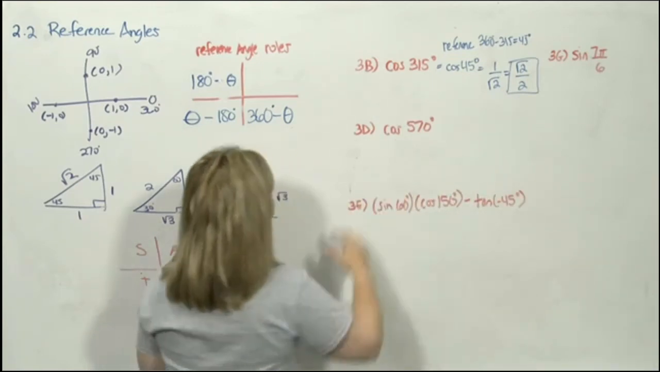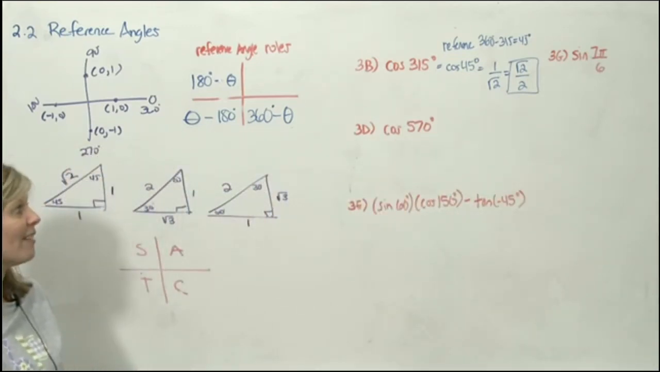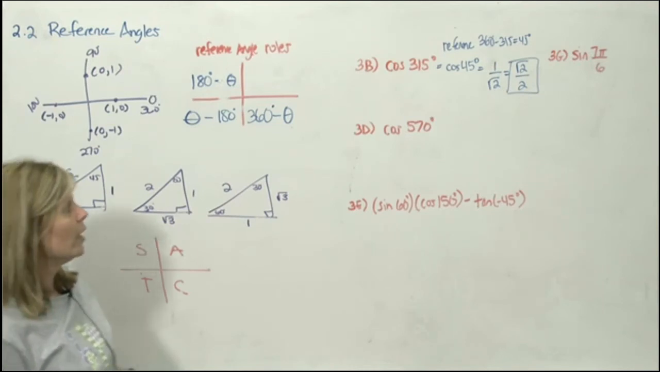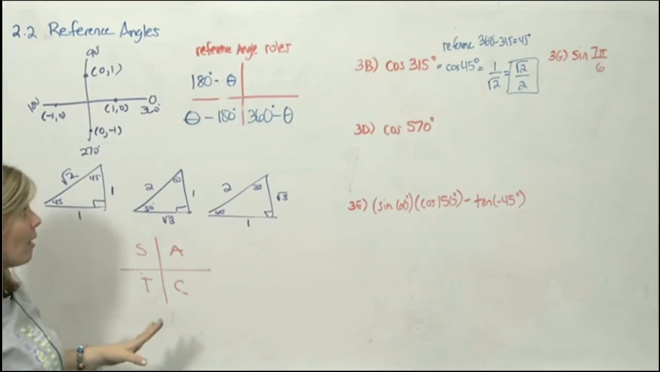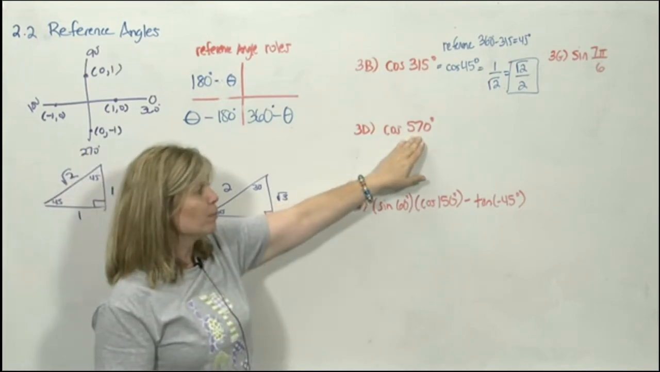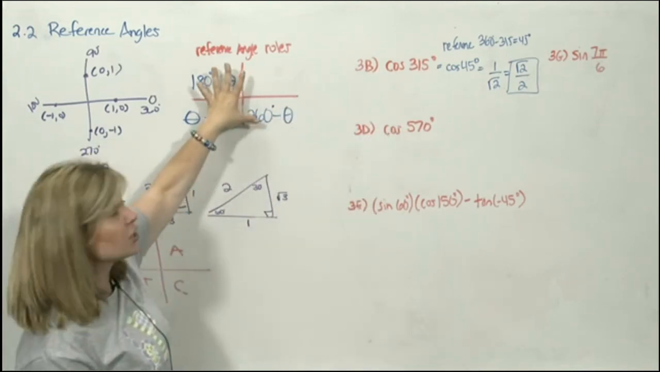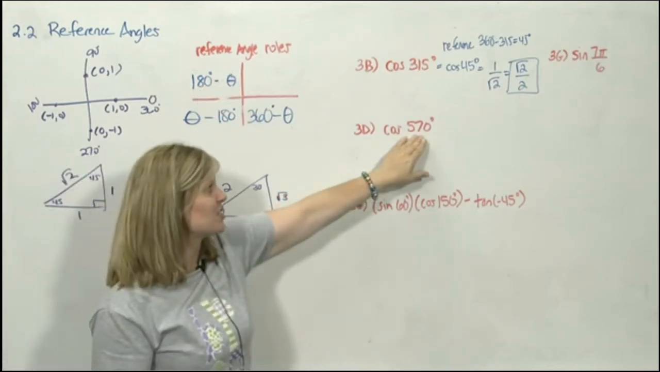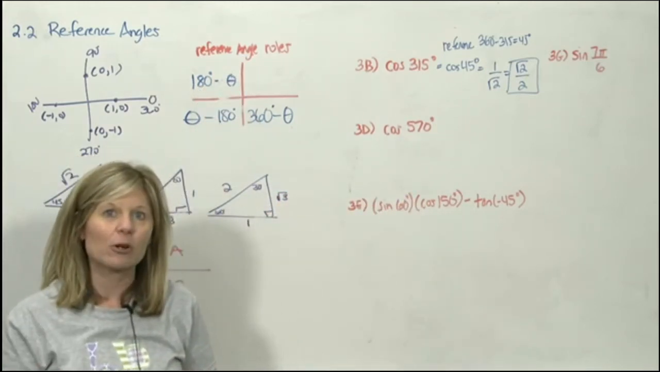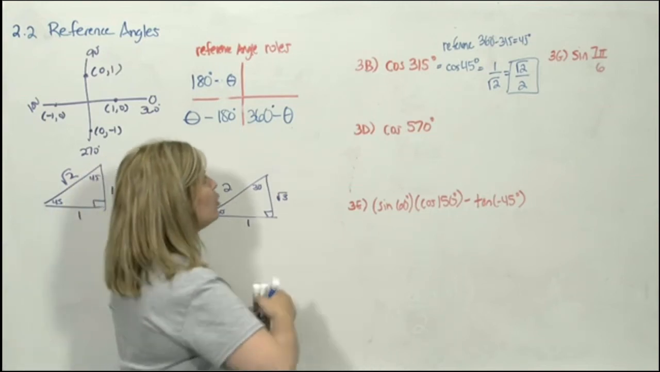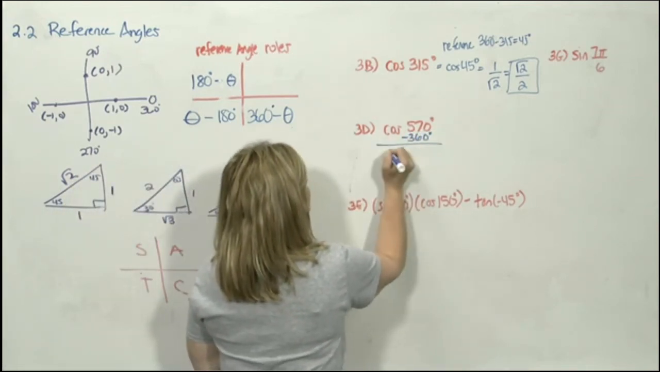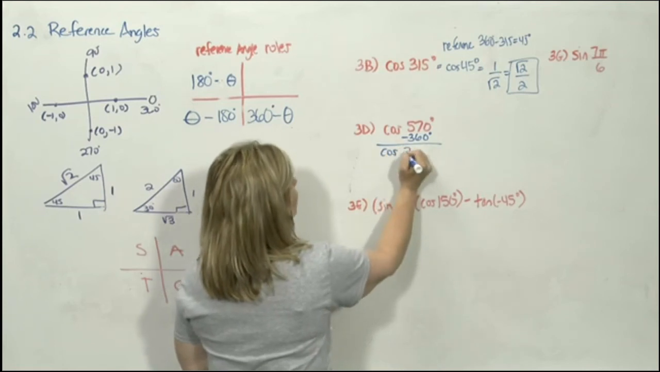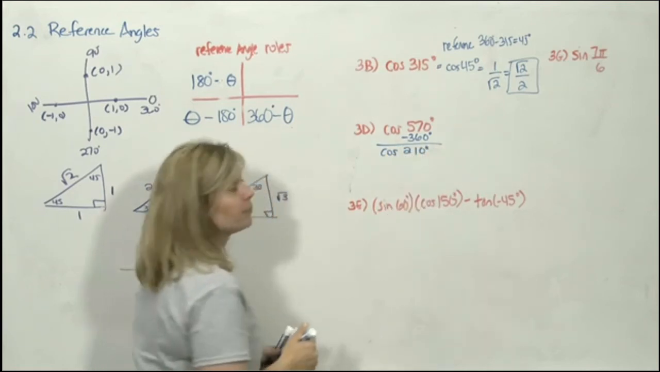Let's do 3D. Let's look at the cosine of 570 degrees. Well, I have nothing up here that shows 570 degrees. It's way too big. I can't even use these reference angle rules yet till I get this down. So how do I make this angle smaller? Good, I'd use my idea of coterminal. I subtract 360. So this is the cosine of 210 degrees.